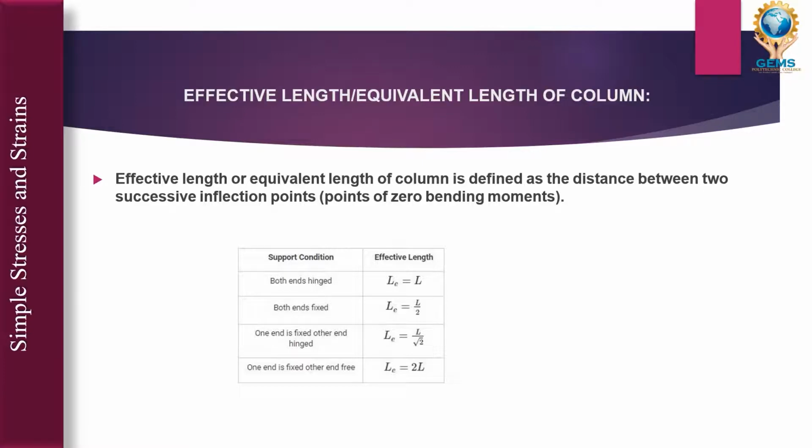Many times in your examination they will ask in 1 mark questions, what is successive inflection point? That means you must know point of zero bending moment. Bending moment will be zero, understand, throughout the point. So these are the conditions, support condition for effective length. These are the formula, understand. This formula only you have to use in your examination, very important.